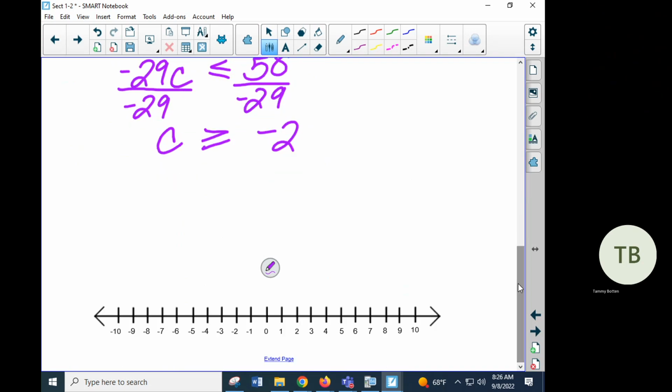Yeah, we are shading this. So I would go to -2 because it's greater than and equal to. I'm going to have a closed circle at -2. It's greater than, and notice that arrow is pointing towards the right. So we have to go to the right on this.